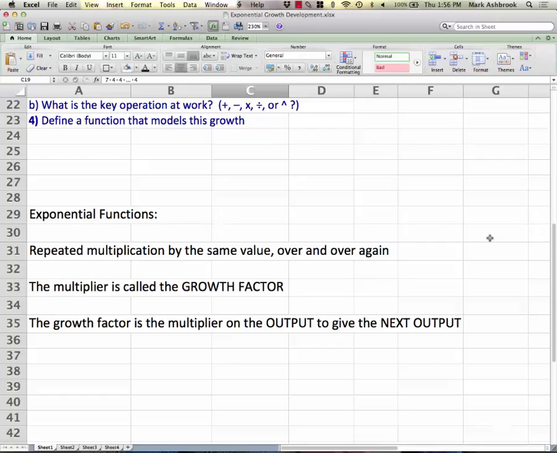So as you're in this whole module for the next 3 or whatever weeks, every problem that you come to, this has to be your baseline understanding of what's going on, or you're always thinking in the context of this. That there's some number, and to get the next output, you're going to multiply by that number, and that number is going to stay the same. That's exponential growth.